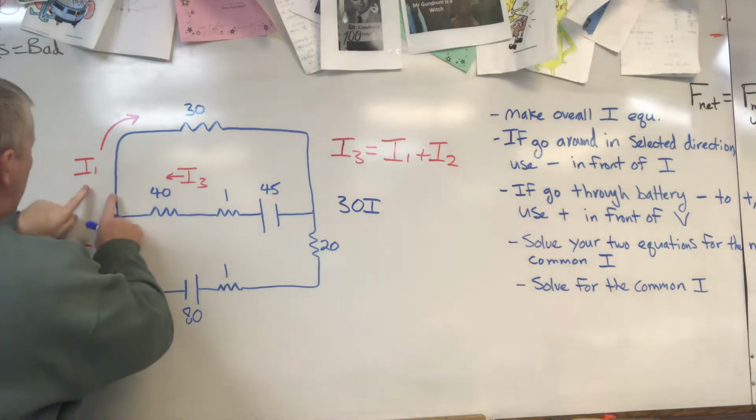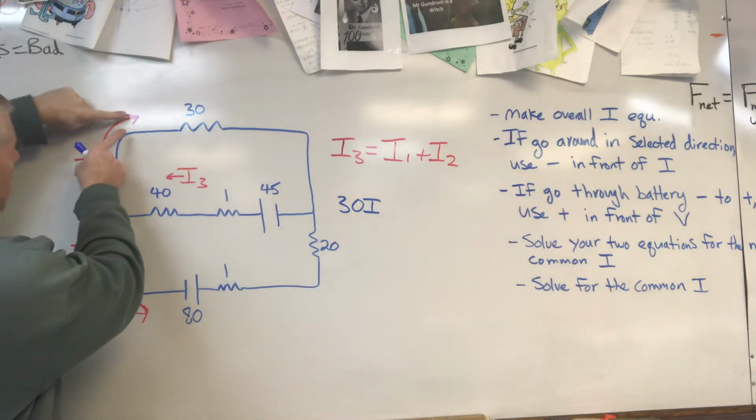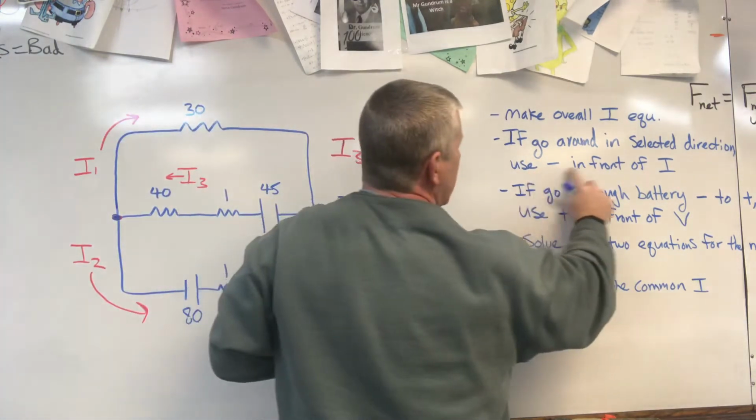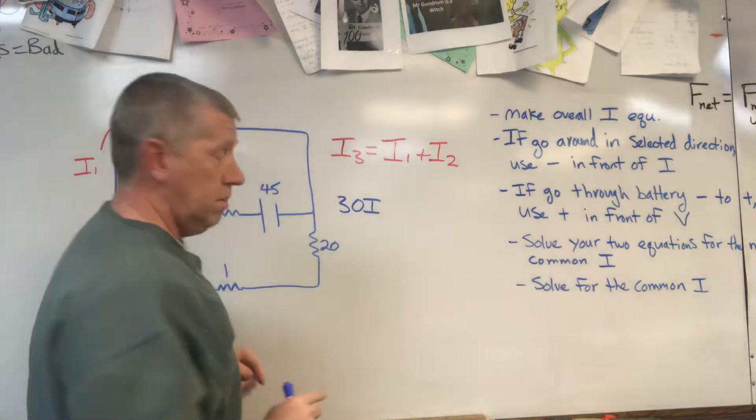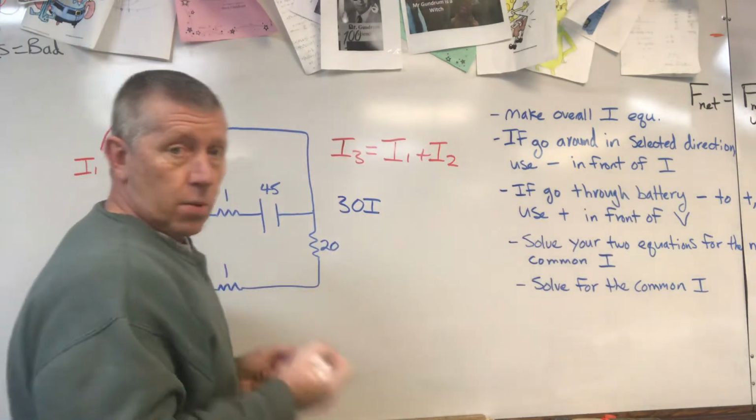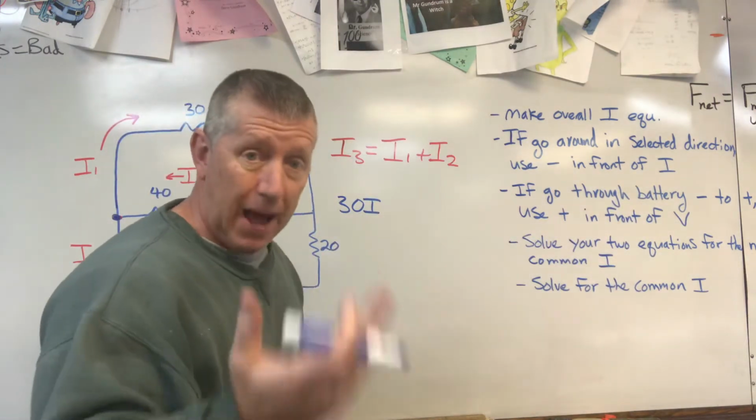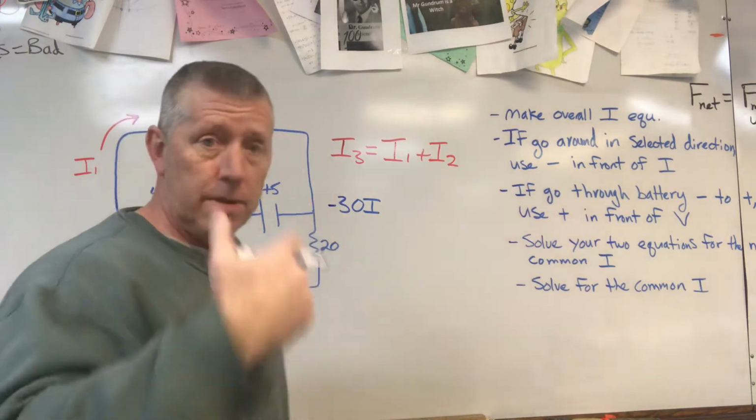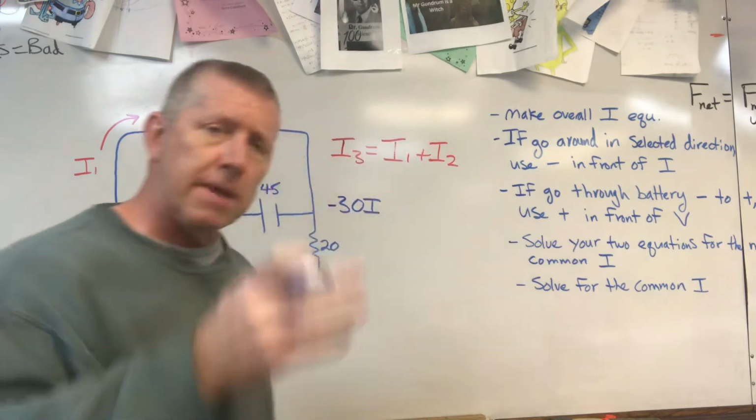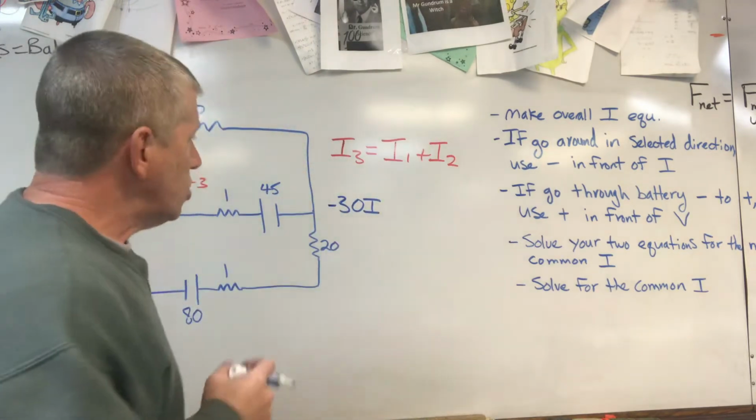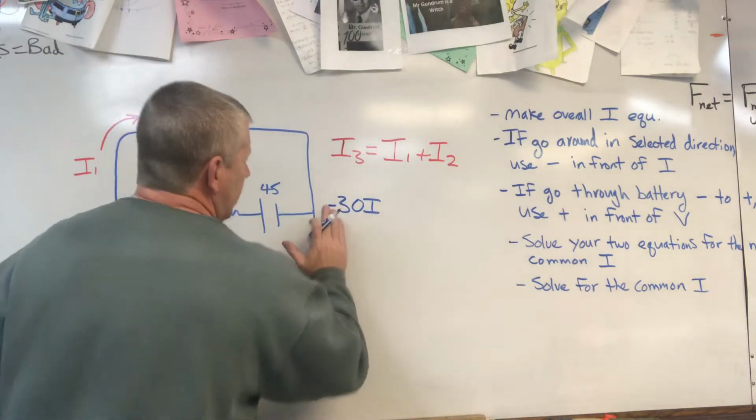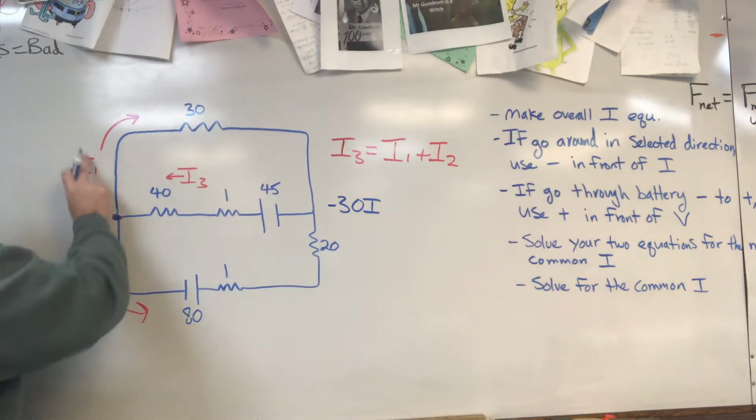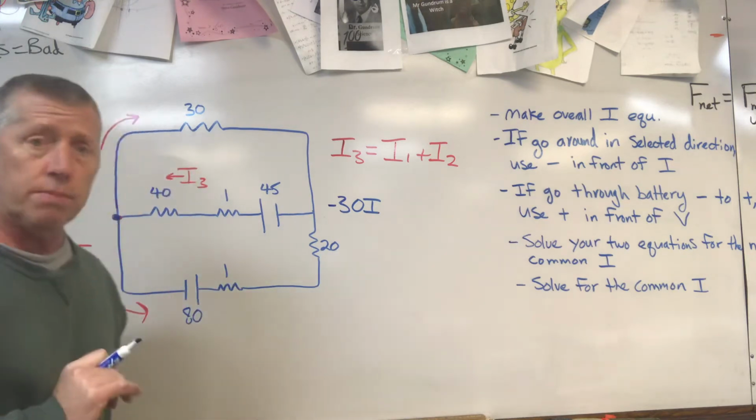So if I go around in the direction of the current that I wrote down, in the same direction, then use a negative in front of I. I'm going to put it in front of the 30, because I put my number in front of the variable. Remember, that's just me. So use a negative if you make a loop in the direction that the current is set up for around that loop.